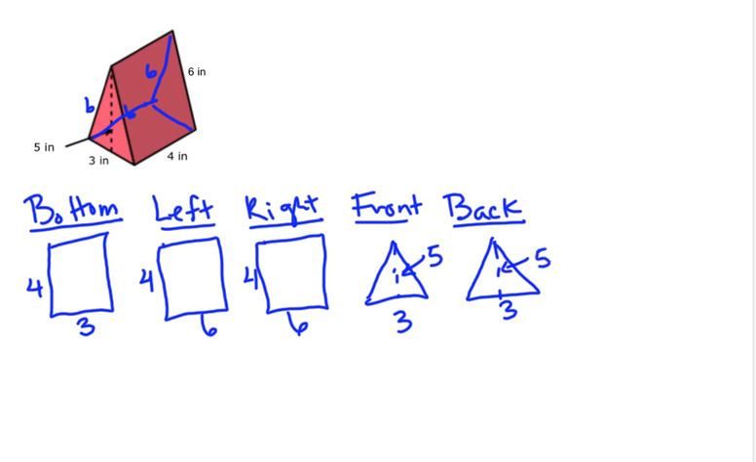Now we're just going to do the area of each of these, or use the formula to find the area of each of these. So for a rectangle, it's base times height. And for a triangle, it's base times height divided by 2.